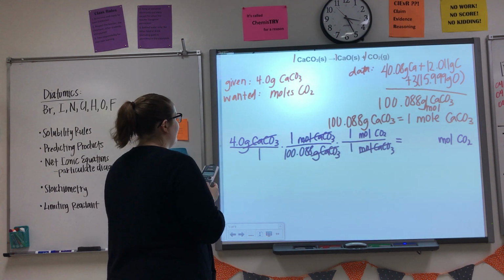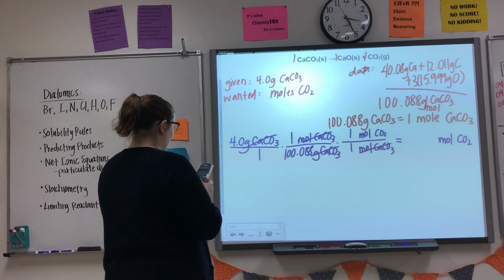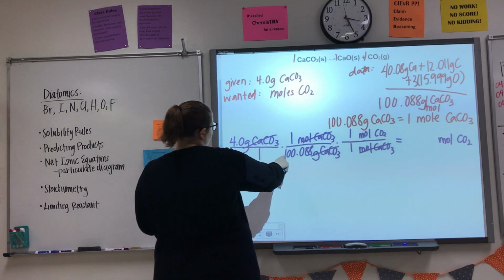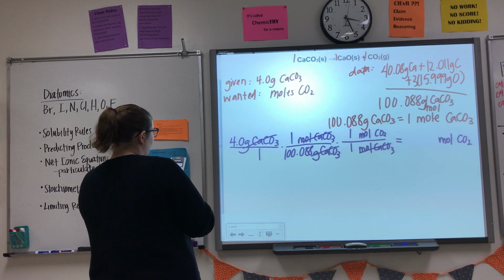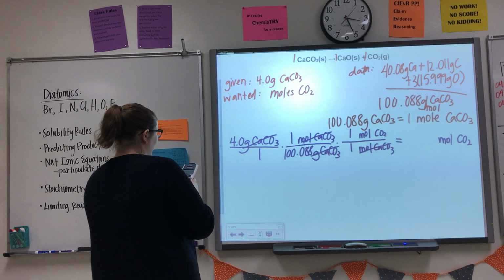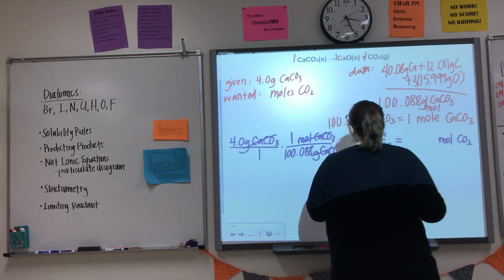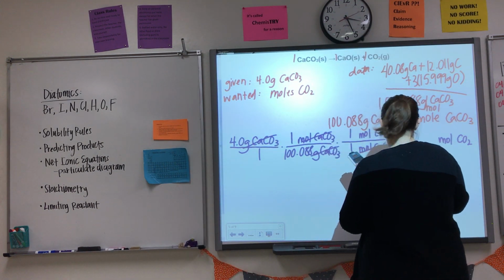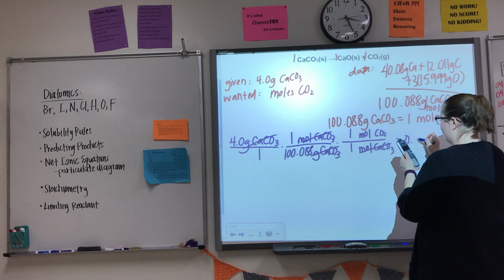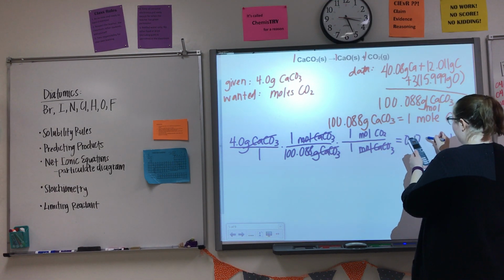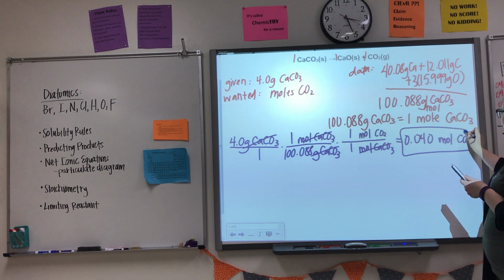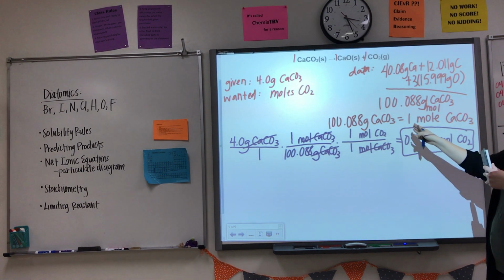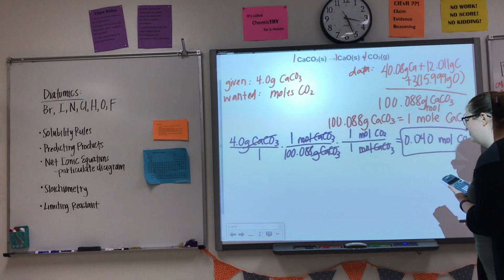And I'm just going to work this out in my calculator all together. So I'm going to do 4 times 1 divided by 1 times 100.088 times 1. And I'm going to do that all in parentheses. Or I can just do 4 divided by 100.088. All right, I started out with 2 significant figures, so I need to end with 2 significant figures. So it's going to be 0.040 moles of carbon dioxide is my answer on this one. Remember, these first 2 zeros don't count because there's not a significant number in front of them.